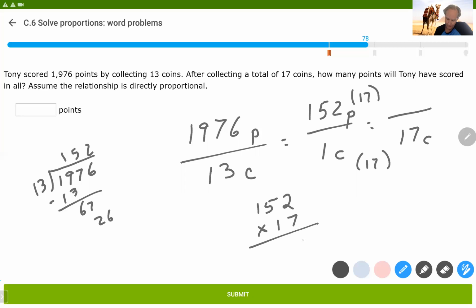All right, so that's going to be 2, 4, 1, 6, 3, 1, 0, 152. And we got 2584, 2584.